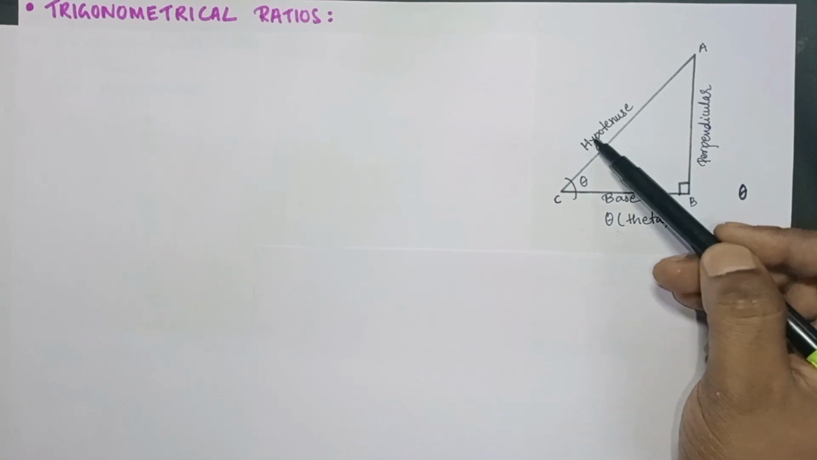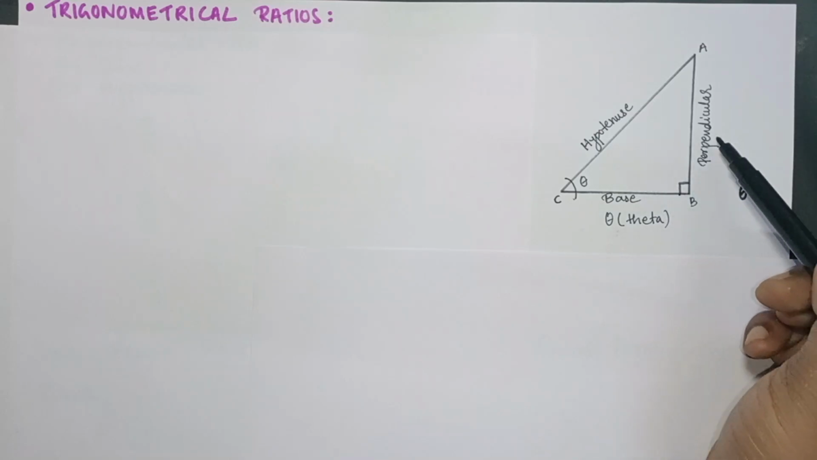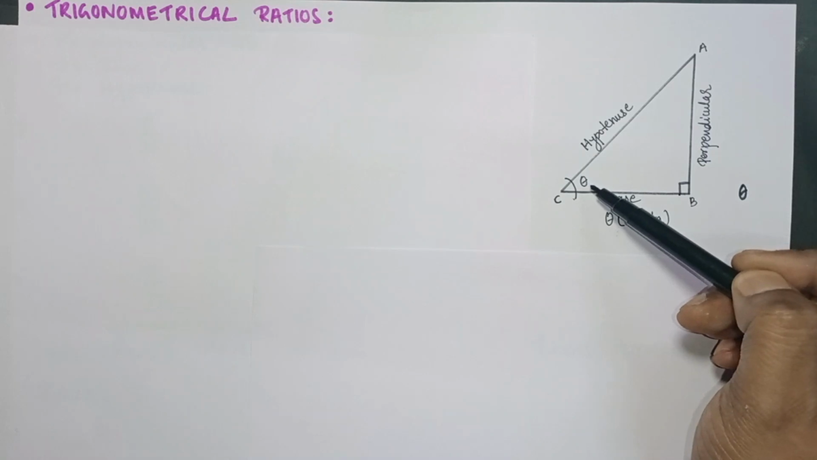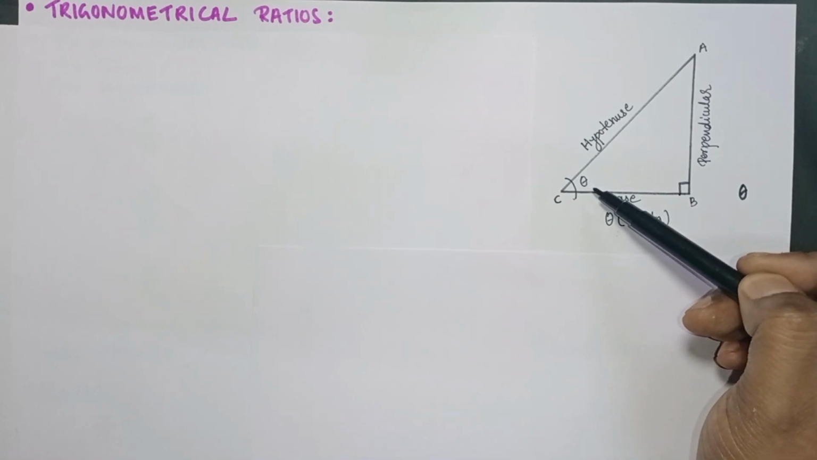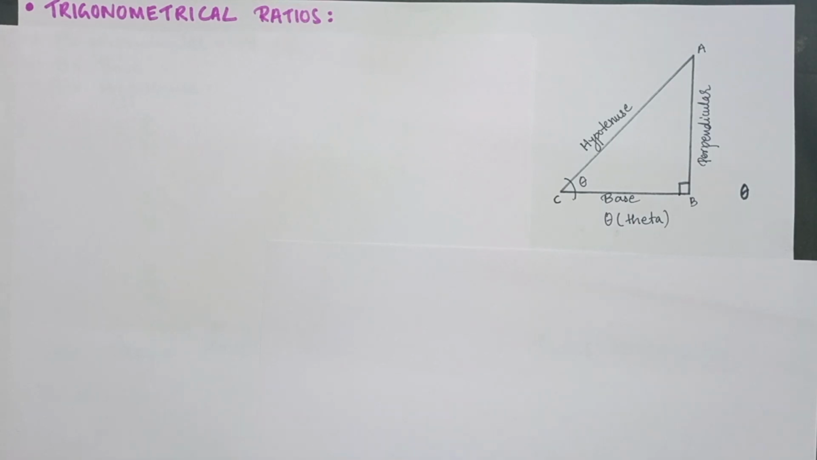What happens is that the hypotenuse never changes. Opposite of the right angle is your hypotenuse, but the perpendicular and base change related to the angle theta. While doing numericals, you will be more clear. So let's start how we can do this.